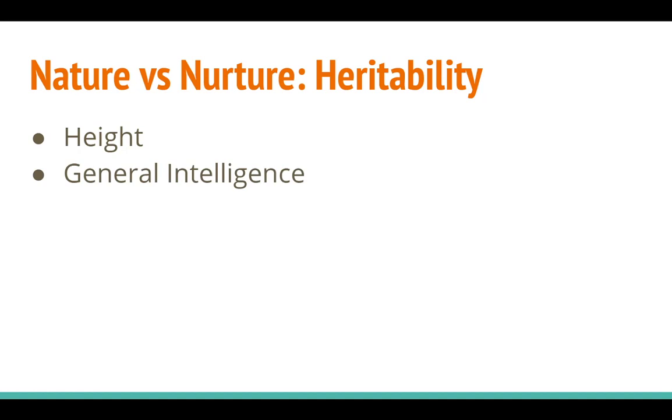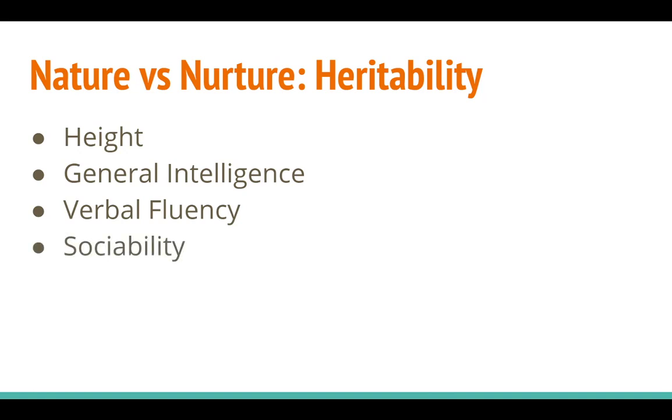General intelligence gets a 0.52. So that's about half and half. Verbal fluency is 0.3. So that's low, which means there's not very much genetic influence on that. Sociability, so how social somebody is, gets a 0.64. That's a high genetic influence. Extroversion, 0.51. So again, about half and half.